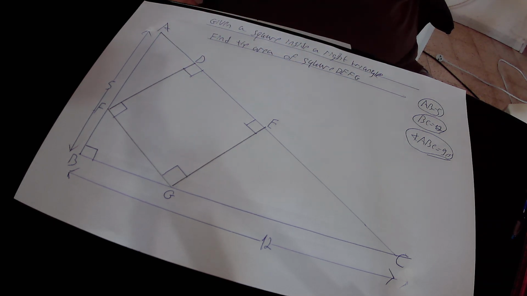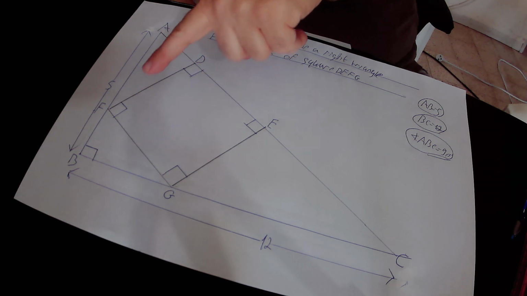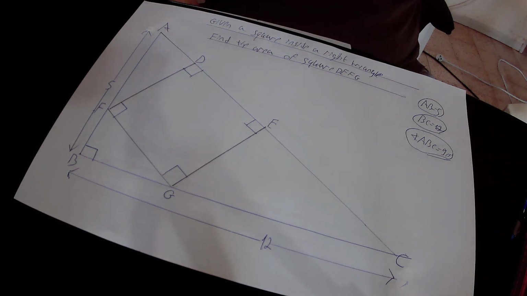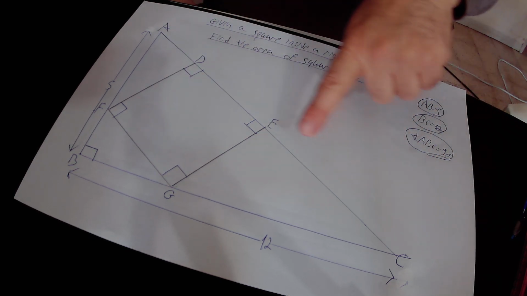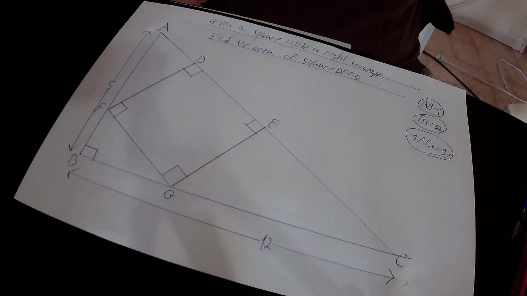In addition, we know that side AB of this right triangle ABC equals 5 units in length. Side BC equals 12 units in length. Again, our mission is to find the area of this square DEFG. First of all, we will implement the Pythagoras theorem in the right triangle ABC in order to find the length of the hypotenuse AC.